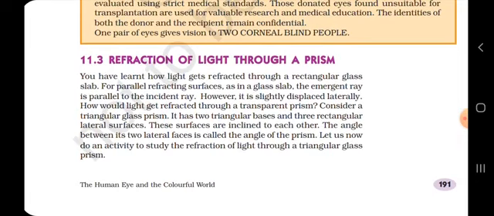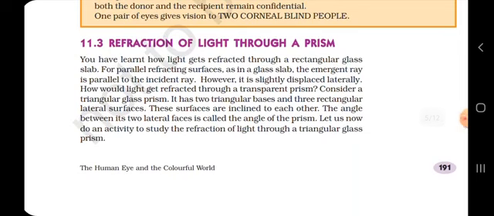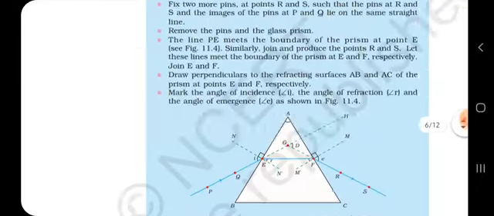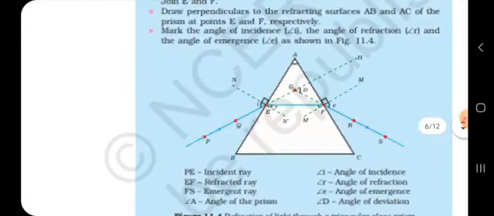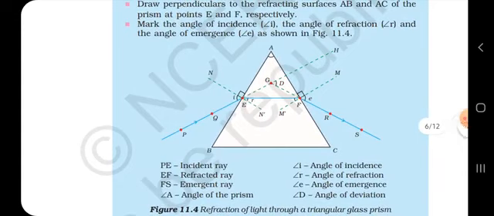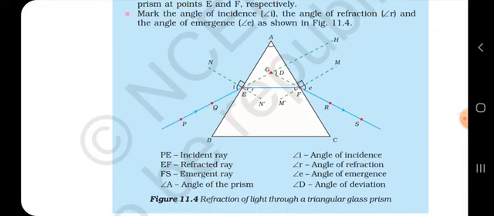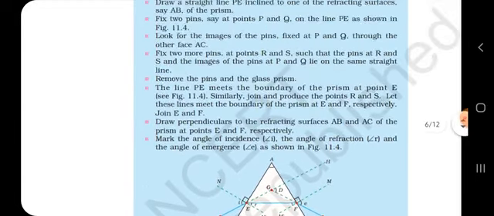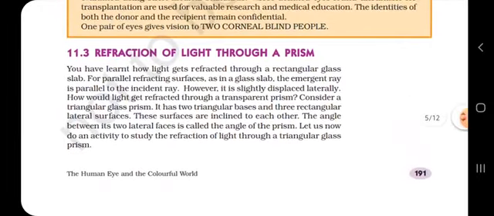So the next thing is the refraction of light through a glass prism. What is a prism, students? This is a prism. Any triangular shaped glass is known as a prism. Whenever light enters through this glass prism, it bends, and whenever it comes out of the glass, it also gets bent. There are two types of prism. Let's see that.